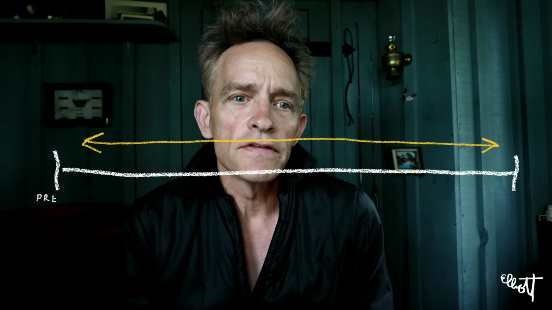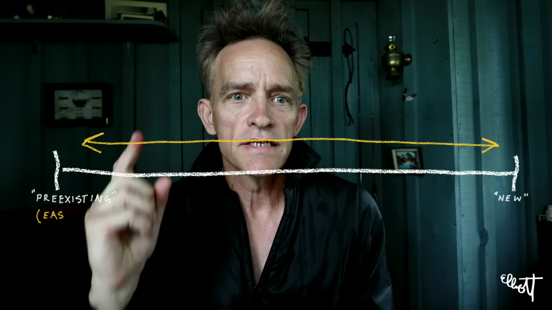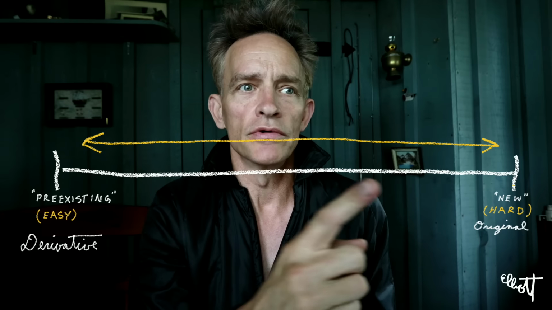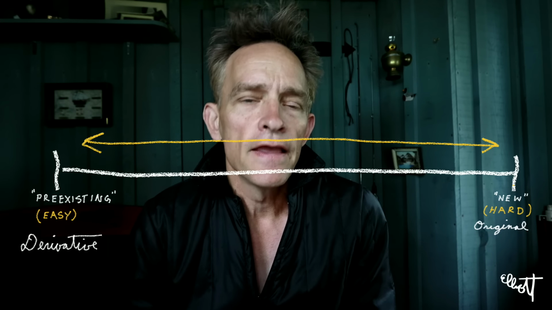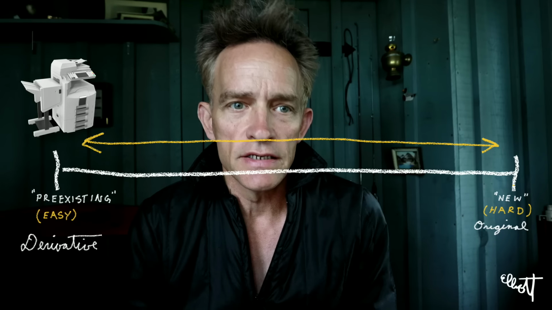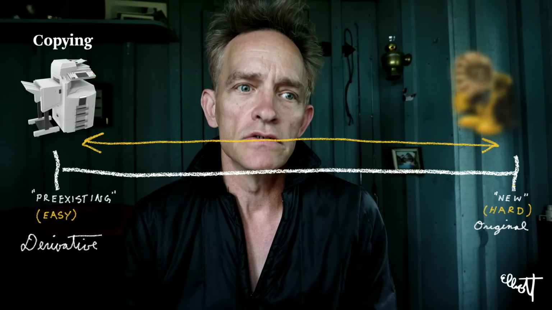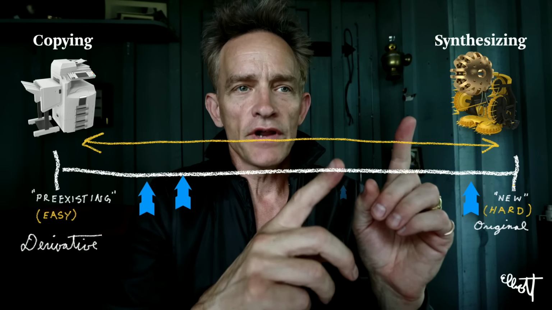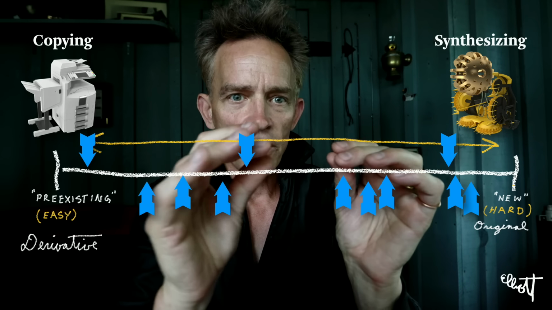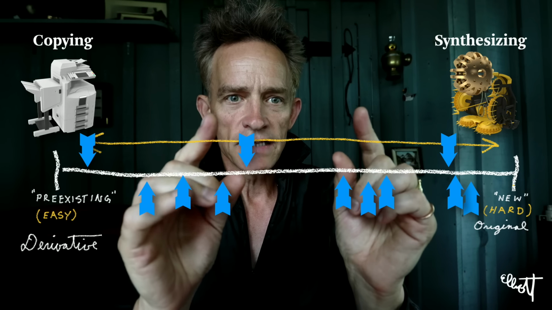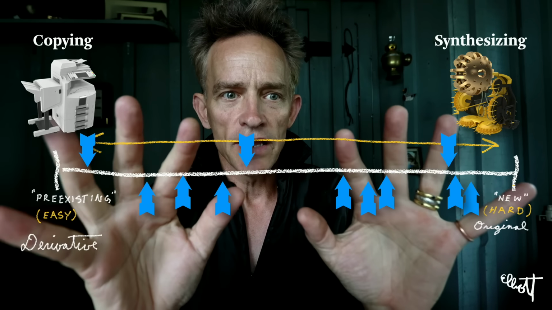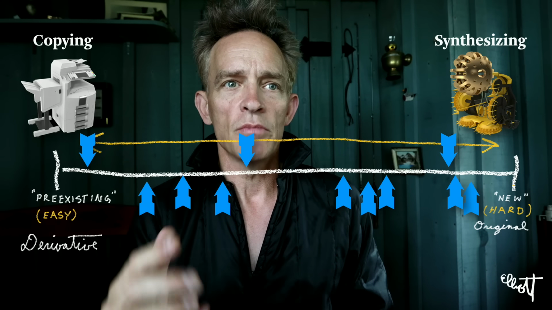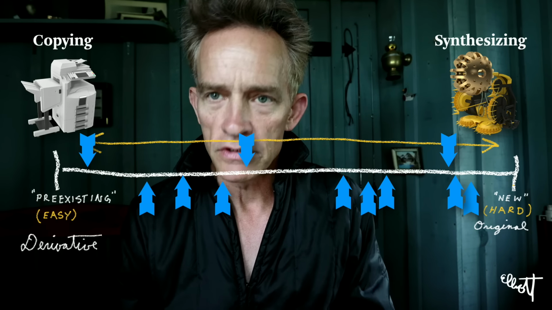It can be helpful for a moment to think of a model where ideas exist on a continuum from derivative to original. Now, in this model, derivative ideas are relatively easy to generate, while original ideas are hard. Now, in the creative act, all ideas fall somewhere along this axis, but relax, because we'll discuss the ways that this model is flawed in a moment, but you need to stick with me in order for me to make my point.